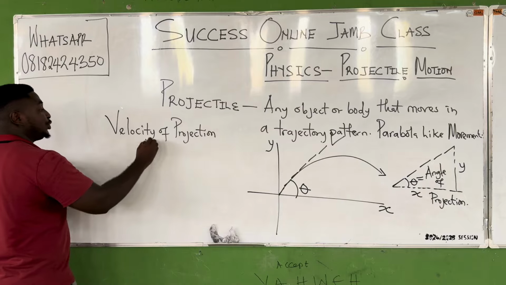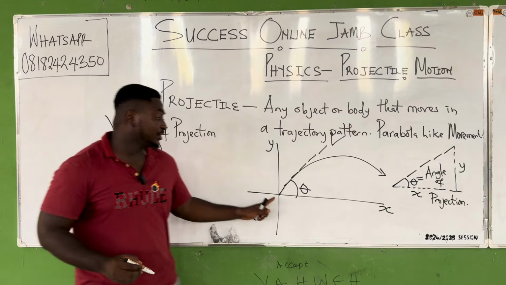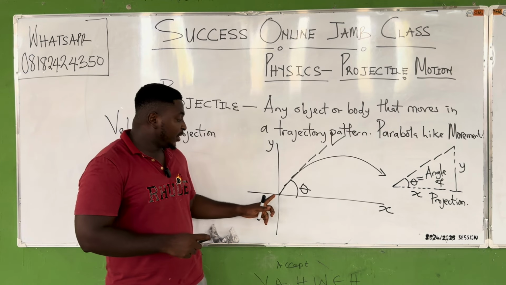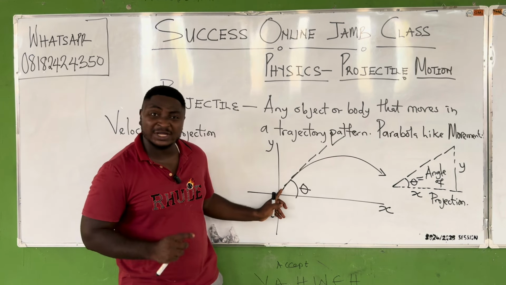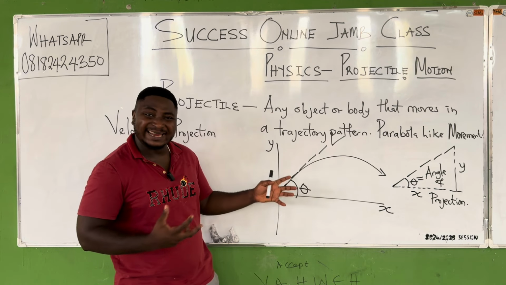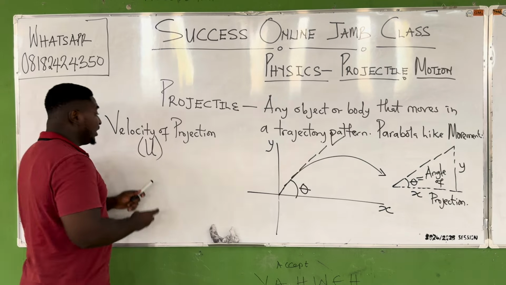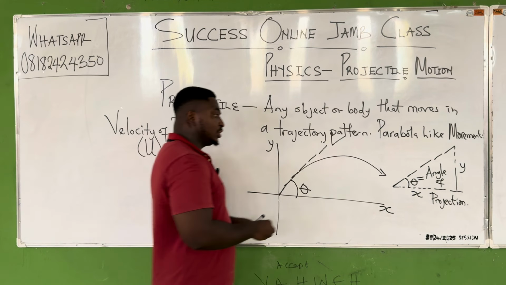Velocity of projection is u. That's the speed at which the body is projected. For a body to be projected up, it means it's projected against gravity, and for a body to move against gravity, it requires extra effort. So the speed or velocity with which a body is projected upward is known as the velocity of projection.